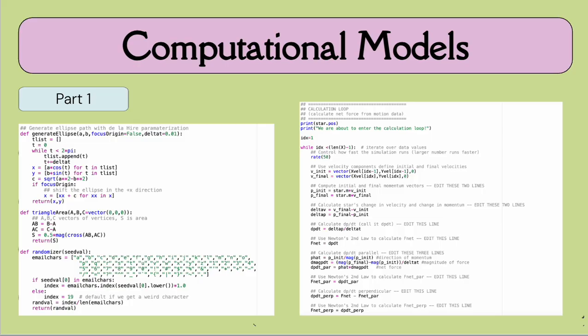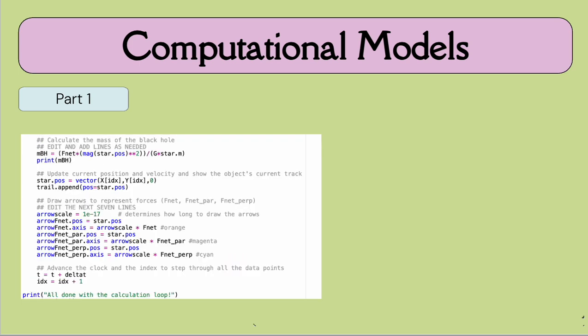For my computational model, I edited the starting code by plugging in my email to generate the ellipse path. Next, I calculated the net force used with the calculation loop shown on the right. We broke the net force down to its components so we could visualize them in our model. Next, we calculated the mass of the black hole by rearranging the FGrav formula shown earlier to solve for the mass of the black hole, or MBH. We also used the broken down components of FNet arrows to visualize their movement through their trajectory.